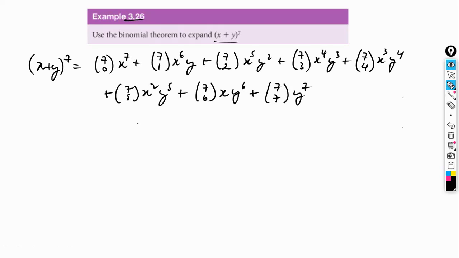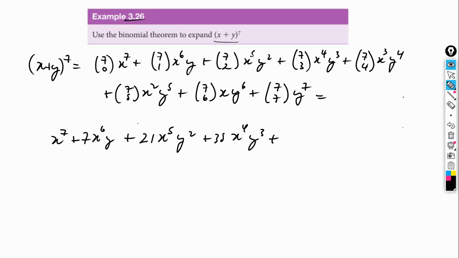And then if you do all the math here, this is going to equal x to the 7 plus 7x to the 6 y plus 21 x to the 5 y squared plus 35 x to the 4 y cubed plus 35 x to the 3 y to the 4 plus 21 x squared y to the 5 plus 7xy to the 6 plus y to the 7.